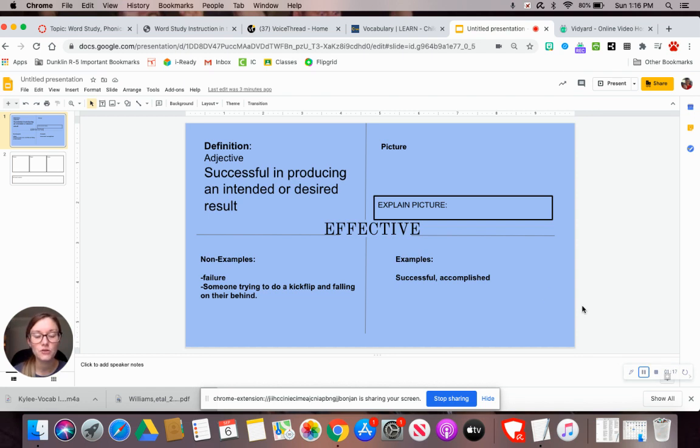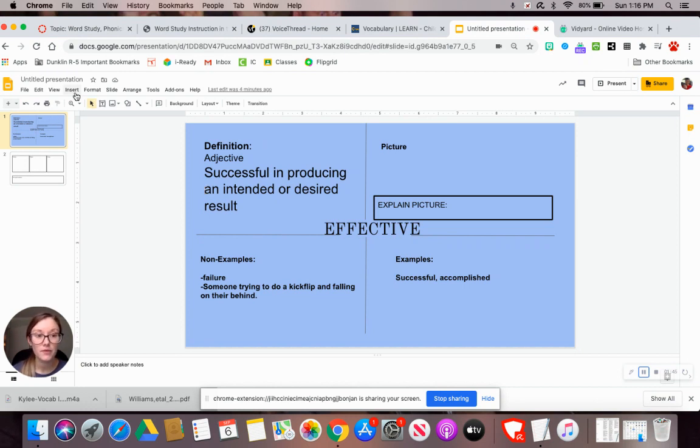All right, so we're going to take a look at the vocabulary words for the week. As we have seen, this is the model that we're going to be using for our vocabulary words. So your first word is effective, and we talked about the definition for effective. It's an adjective or describing word that means successful in producing an intended or desired result. So it does what it's trying to do, it does its job, and it does it well.